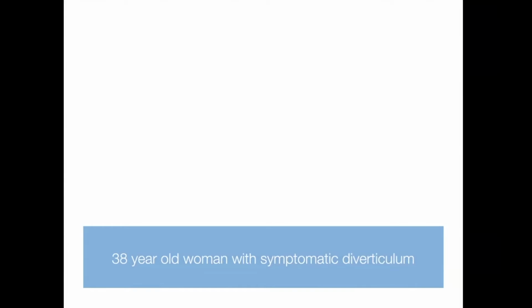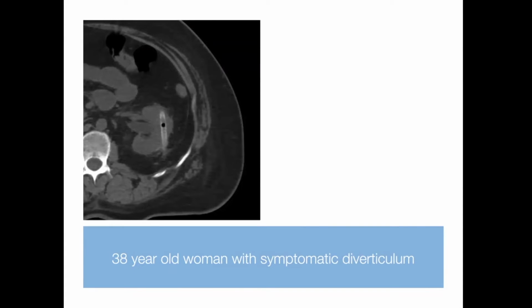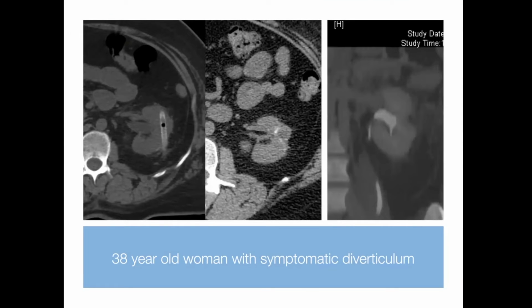So here's an example of a 38-year-old woman with a symptomatic caliceal diverticulum. She underwent a percutaneous approach to treatment and did well after that procedure. However, a few months later, the diverticulum reaccumulated and she was back having further pain. She underwent a partial nephrectomy and then had long-term resolution of her pain afterwards.